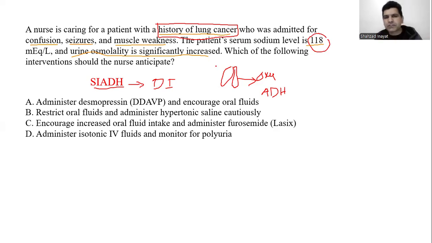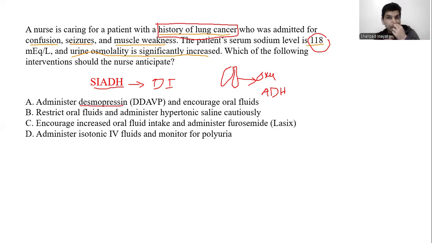Okay, so let's move towards the options now. First of all, we will read the options, and we will try to eliminate the wrong options rather than going towards the right option right away. The first option here is administer desmopressin and encourage oral fluid. Now, there is a word in option A, which is desmopressin. We need to have knowledge about desmopressin. If we have adequate knowledge about desmopressin, then we can decide.